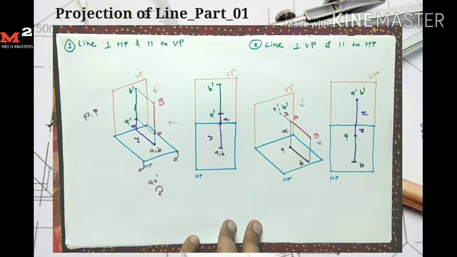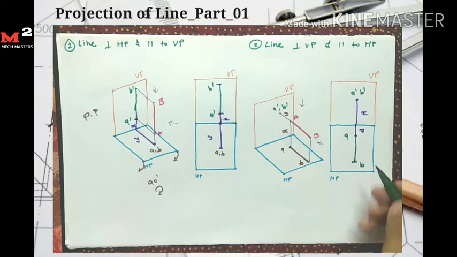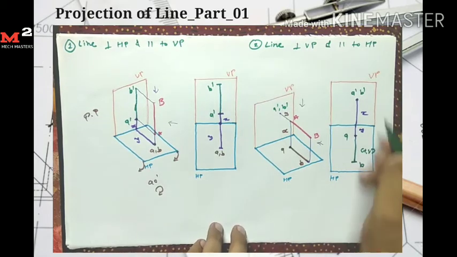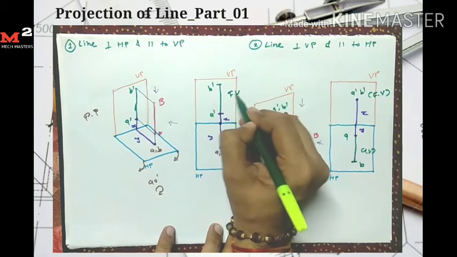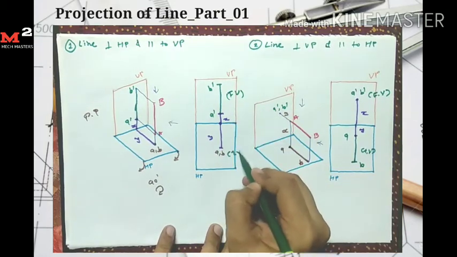Okay, so in this way I draw the front view and top view for the line AB, which is perpendicular to VP and parallel to HP. This is my top view and this one is front view. In this case this is the front view and this one is top view.